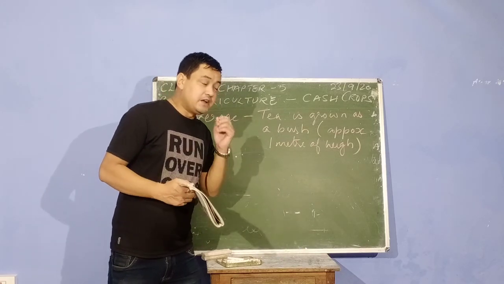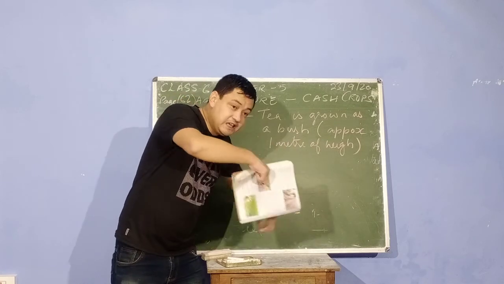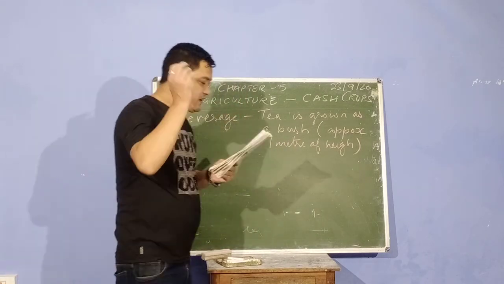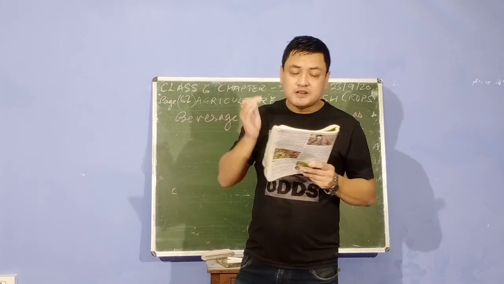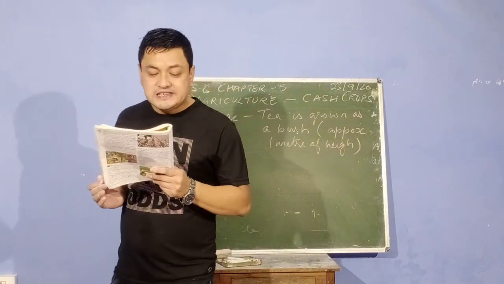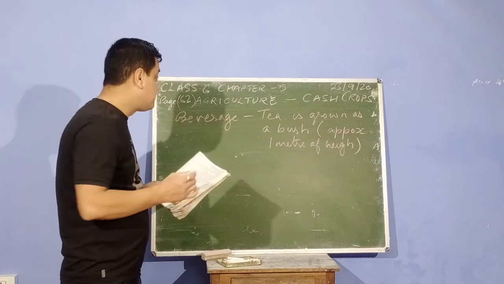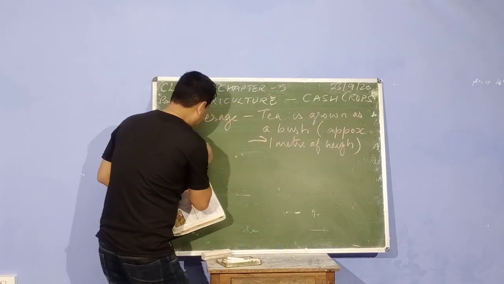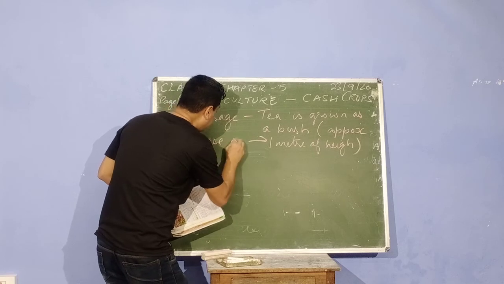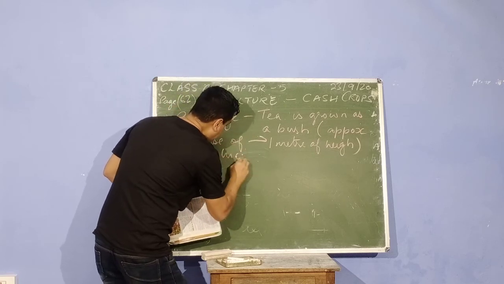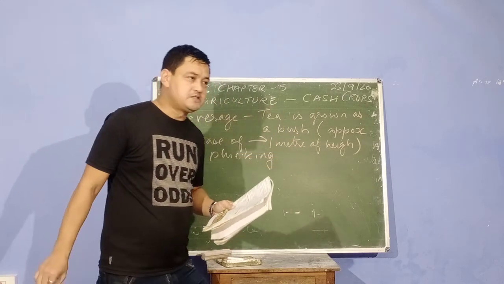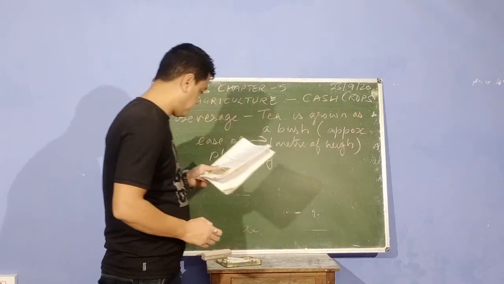Why? So that it is easy for plucking the leaves from the field. Tea is grown as a bush, approximately 1 meter high, for ease of plucking. So it will be easy for plucking. Why is it grown as a bush? For ease of plucking. Plucking means basically you are picking the 2 leaves of the tea.